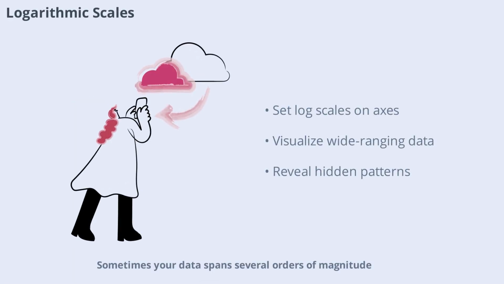Sometimes your data spans several orders of magnitude. Matplotlib lets you set logarithmic scales on your axes with plt.xscale('log') or plt.yscale('log'). Log scales are useful for visualizing exponential growth, power laws, or data with wide-ranging values, making patterns more apparent and comparisons easier.